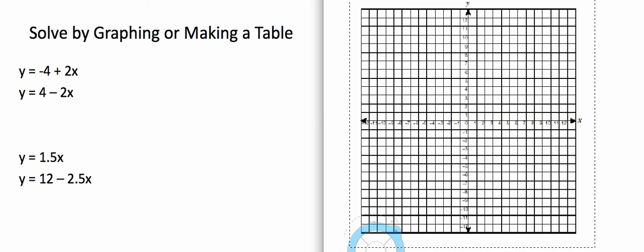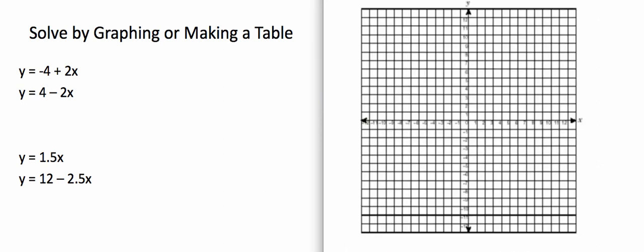Now if we look at the second example, we're going to do the same process. The first equation is y equals 1.5x, and the second is y equals 12 minus 2.5x. In the first equation, there is no value that has a number by itself, so that's an implied 0. Our first point is going to be at 0, 0. Then it's going to go up 1.5 and over 1 each time.